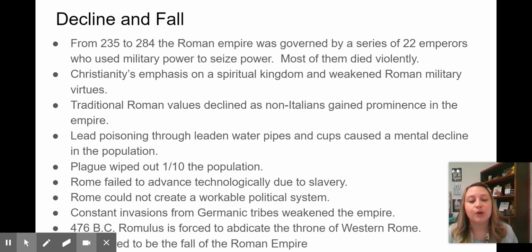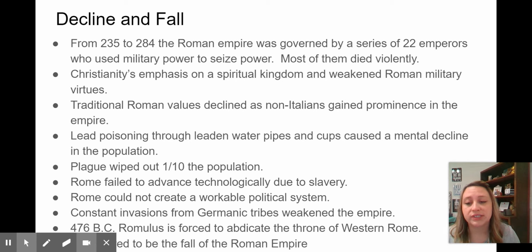Unfortunately. Rome also failed to advance technologically due to slavery. They used physical manpower to do labor instead of inventing new machines. Rome could not create a workable political system. They kept changing political systems. They couldn't figure out what would work best for them. And eventually, you get 22 different emperors in a span of 50 years. There's constant invasions from Germanic tribes, weakening the empire as well, and they're not really fighting back as much.